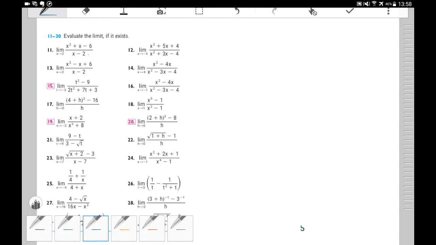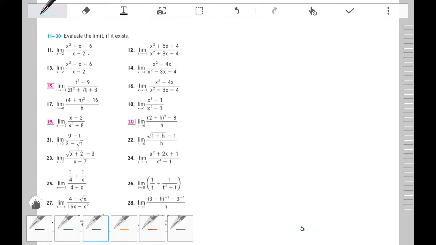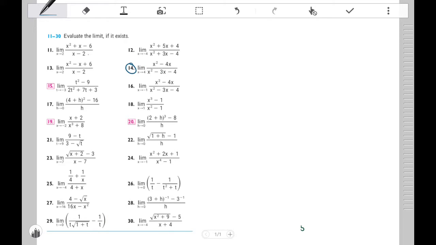Alright, so this is a video on solving limits. We're going to look at question 14 here. For this one we have the limit as x approaches 4 of x squared minus 4x, all divided by x squared minus 3x minus 4.